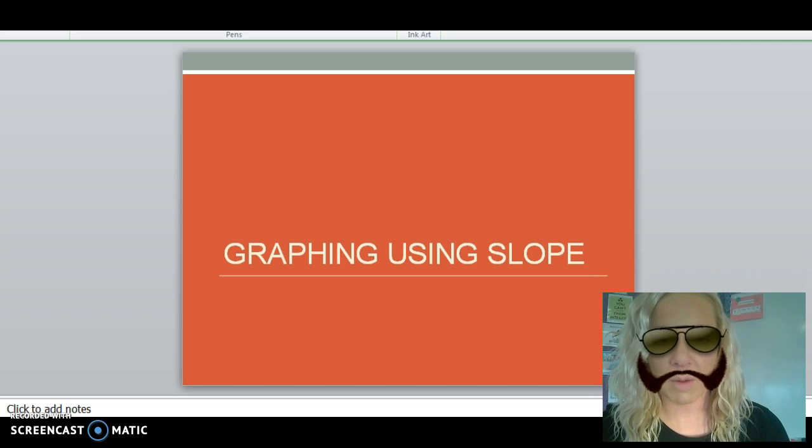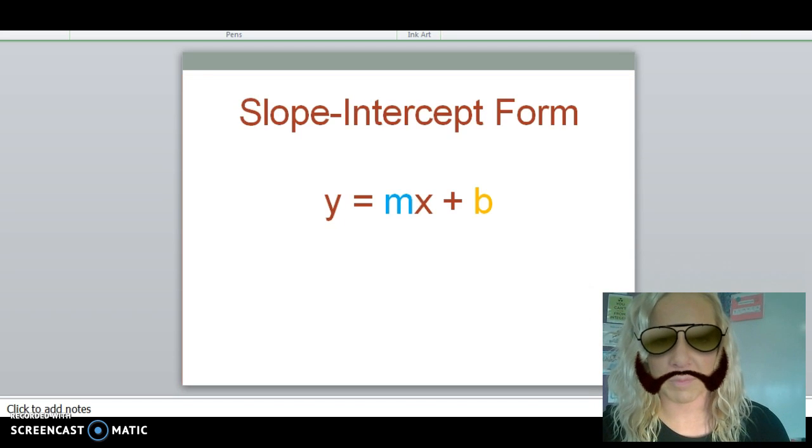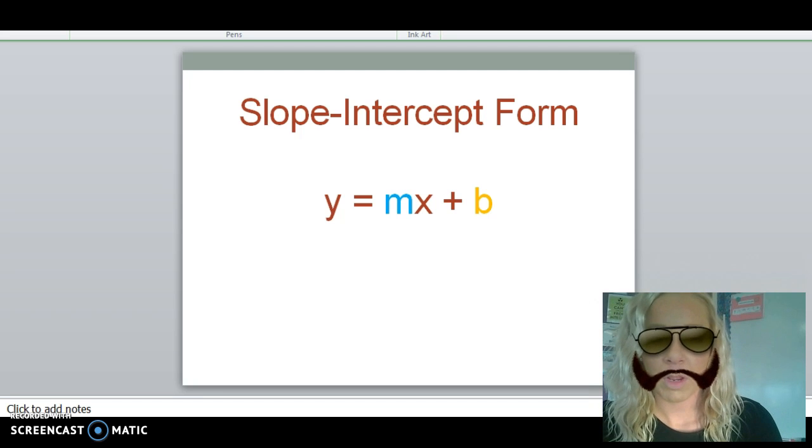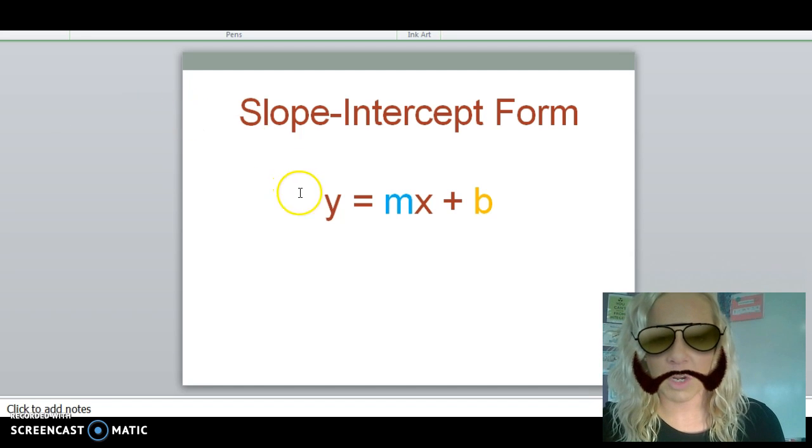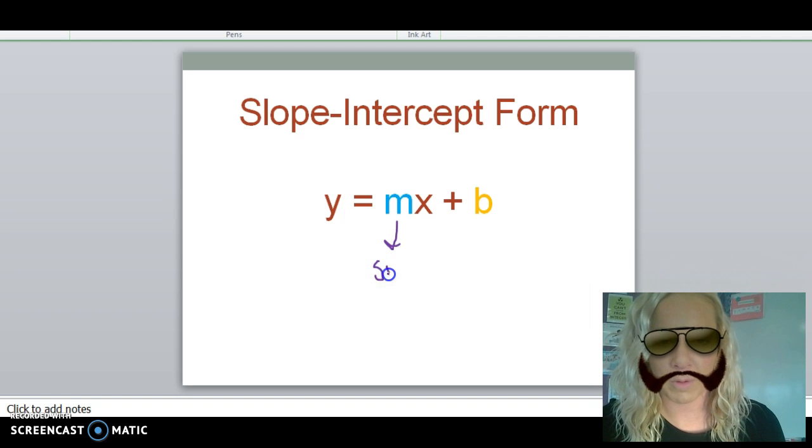And what we're going to do is talk about how we can use slope to graph the equation of a line. So I just want to introduce you to something that you'll be learning next year, but I want you to start to see the vocabulary now. Slope-intercept form is a way that we use to graph a line. Each line has an equation which states y equals mx plus b. In our last video, we talked about how m is slope. We use the letter m to determine slope.